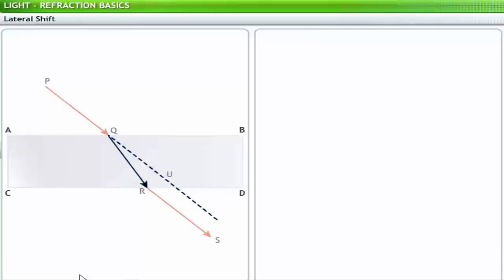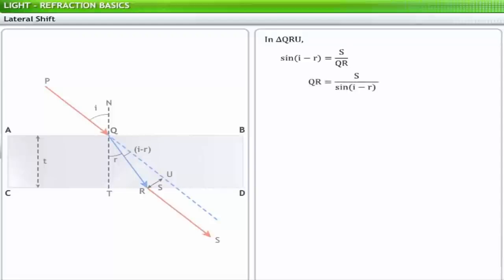Hence, angle RQU represents the angle of deviation of the light ray when refracted into glass. It is equal to I minus R. Now consider the right triangle QRU. In this triangle, sine of I minus R is equal to the ratio of S to QR. Thus, QR is equal to the ratio of S to sine of I minus R. This gives you equation 1.